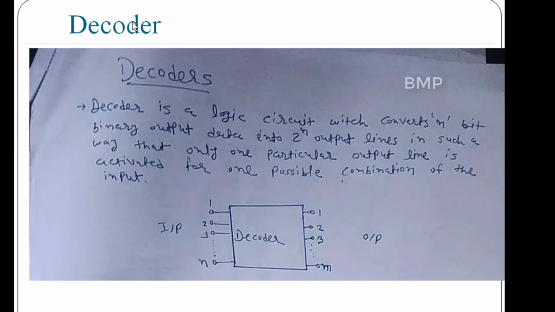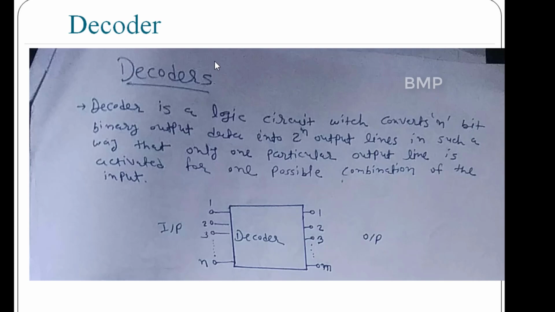Hello everyone. Today we are going to discuss the decoders. In this series on combinational logic circuits, we previously discussed combinational circuits and arithmetic circuits. Then we discussed multiplexers and demultiplexers. Today we are going to discuss decoders.